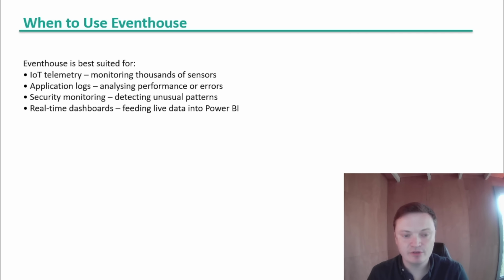So when do you use an event house? So an event house is best suited for IoT, telemetry, monitoring thousands of sensors, application logs, analyzing performance on errors, security monitoring, detecting unusual patterns, and real-time dashboards feeding live data into Power BI.